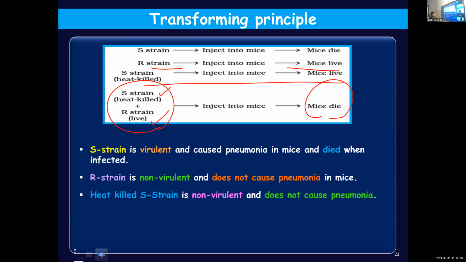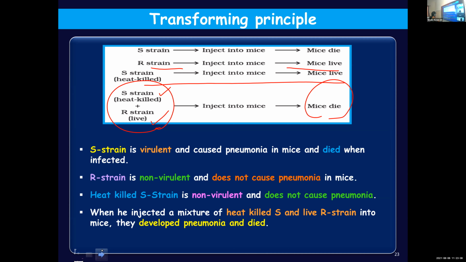Heat killed S strain. Once you heat kill S strain, the S strain becomes inactive. That means they are not able to cause disease because we have already heat killed it, and thereby the mice will survive because it cannot cause disease. It's not capable of harming the mice, and hence mice could survive.